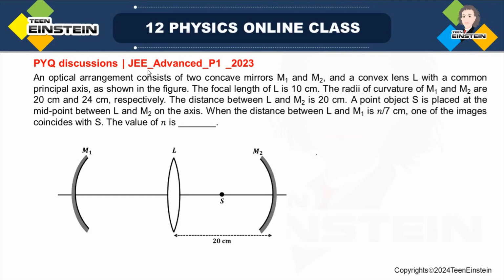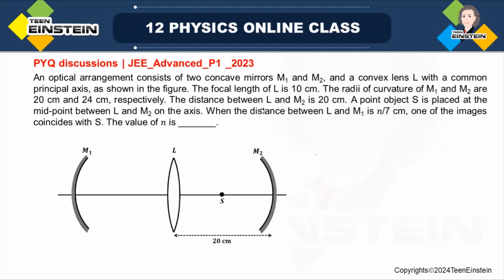Hello students, welcome to the PYQ discussions on JEE Advanced Papers. Here I have got a problem from JEE Advanced Paper 1 2023. The problem says an optical arrangement consists of two concave mirrors M1 and M2 and a convex lens L with a common principal axis as shown in the figure. So these are M1 and M2, two concave mirrors, and L is the convex lens.